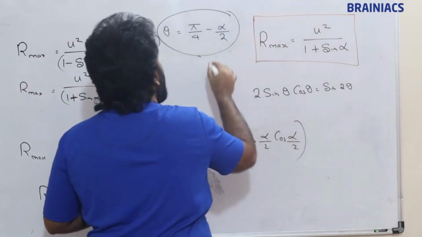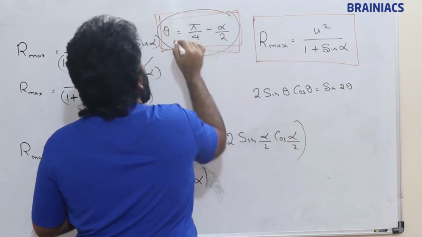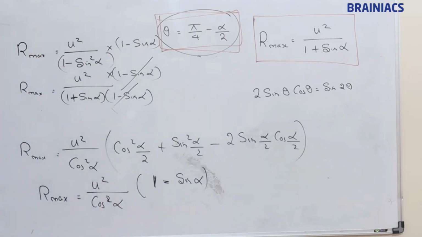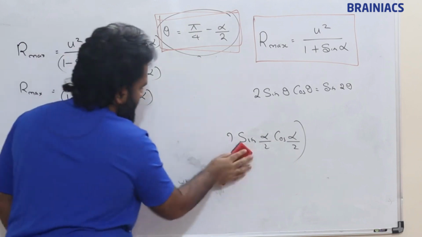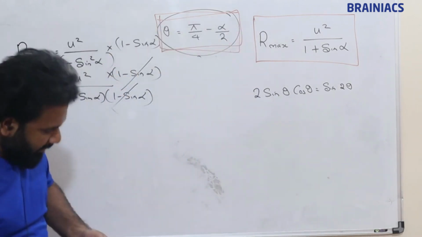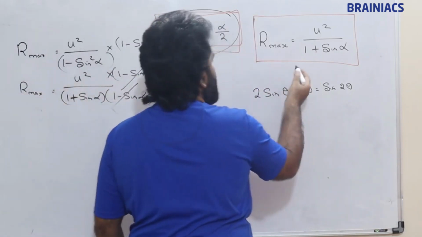So this is the maximum range for what angle? For this angle. This is the angle where we are going to get the maximum range. Okay, so note it down. Clear? Shall I erase this? Okay, so done. So dear children, R max is equal to u square by 1 plus sin alpha.